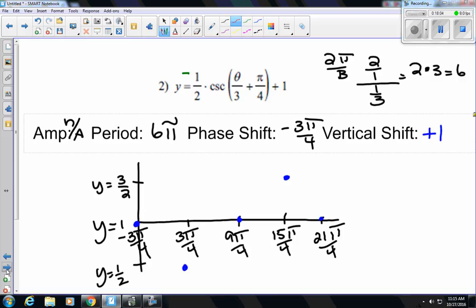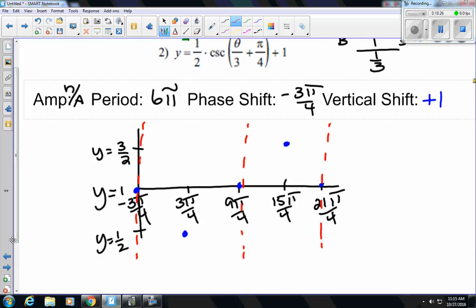All right, what do I do next? I need to draw in the asymptotes. Where do the asymptotes go? At the midline. So I have one here. Where's another one? 9 pi over 4 is another one. And the last one? 21 pi over 4. And now I finally get to the actual graph I'm looking for. What do I do? Draw my branches. So I have one branch that goes down and another branch that goes up.